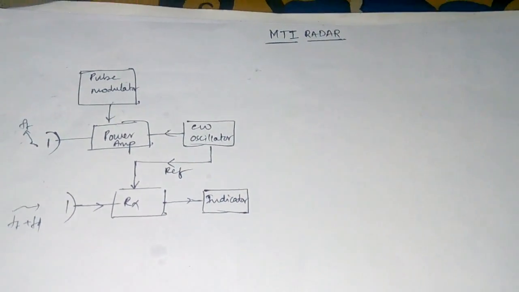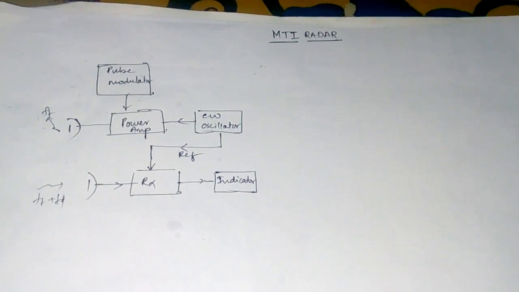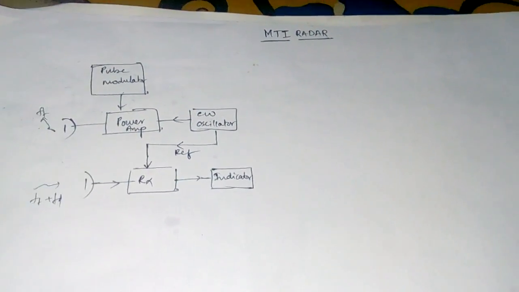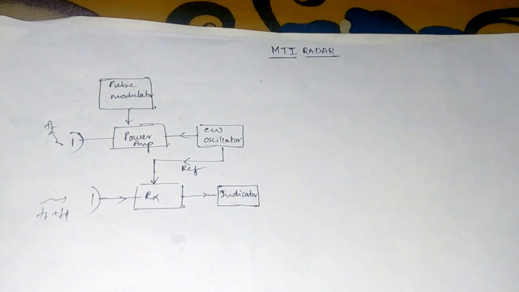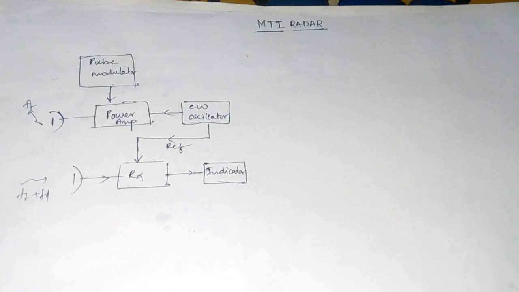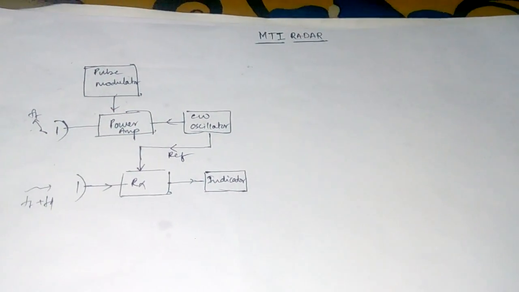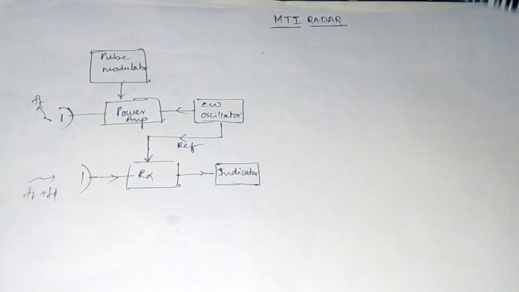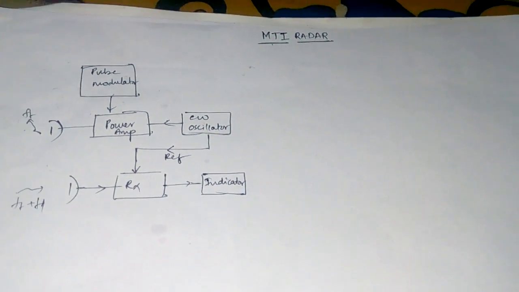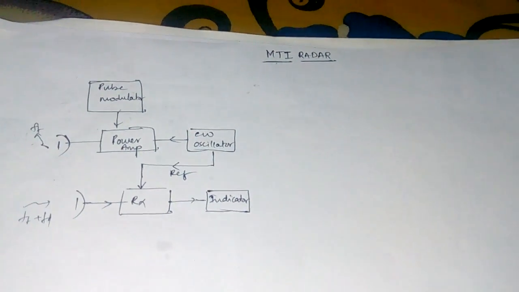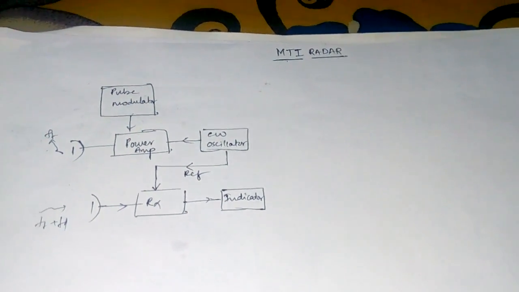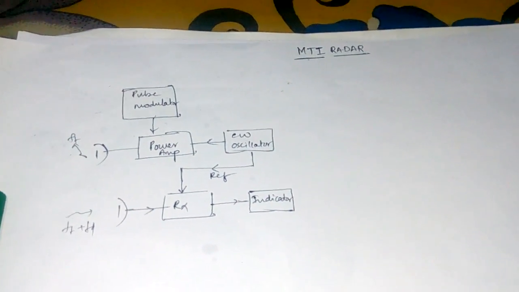Hi friends, in this video we're going to learn about a brief on MTI radar. Previously we have seen what a continuous wave radar is and what a frequency modulated continuous wave radar is. In this video we're going to see what an MTI radar is. The term MTI indicates moving target indicator. That means this radar is mainly used to indicate or detect moving targets by some principle.